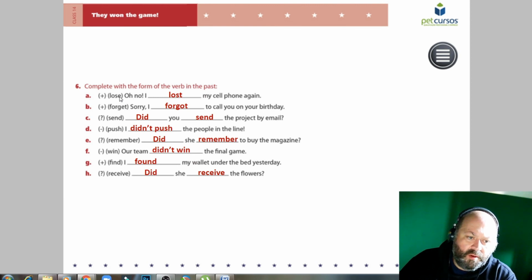A, lose, lost, forget, virou forgot porque é afirmativa. Send não muda, mas você incluiu did. D, negative, no change, but you included didn't. E, it's interrogative, so you have did for auxiliary, and remember, doesn't change. Negative as well for letter F, negative, so didn't, and the verb is the same. G, affirmative, you put the verb find in the past form, found. Letter H, a question, so auxiliary did, and the verb normal way, okay?